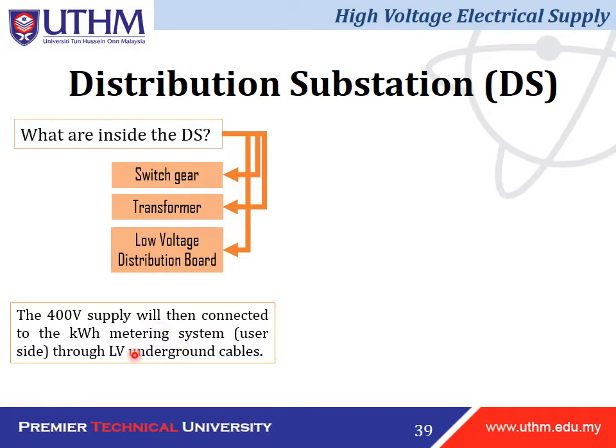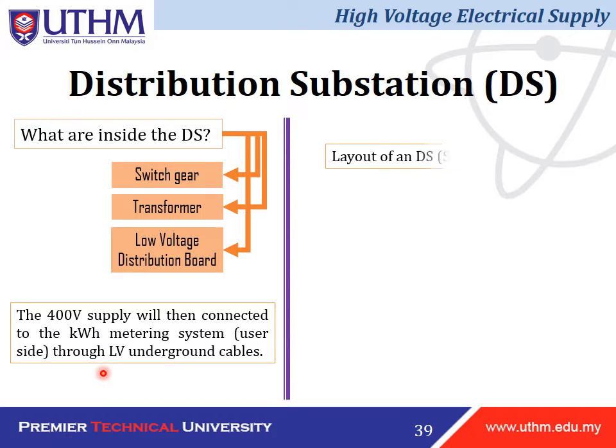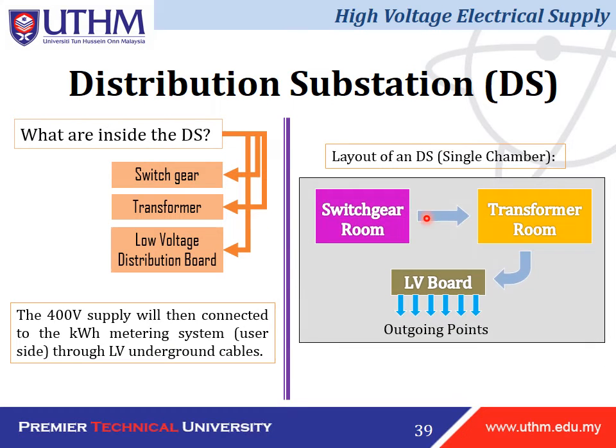Basically, the 400 volt supply will then be connected to the kilowatt hour metering system through low voltage underground cables. This kilowatt hour metering is usually at the user side. The layout of a DS for a single chamber can be like this. We have one switchgear room, then the transformer room, and lastly the low voltage board. This is where the outgoing points will be.